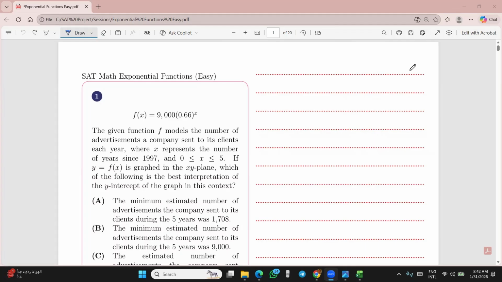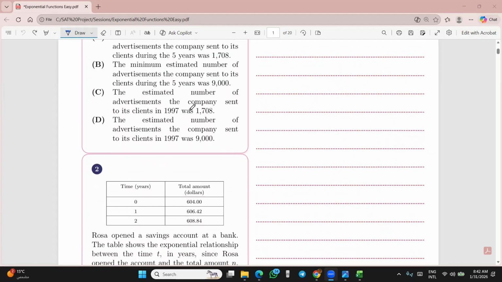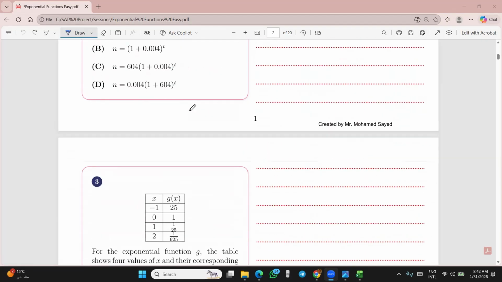And here I'm with you with this very important lesson, the exponential functions. We will make three videos to summarize the session we did before in three parts. The first part is for the easy questions, then the middle ones, and then the hard ones. So starting with this file, it contains about 40 questions. Let's go through them step by step.